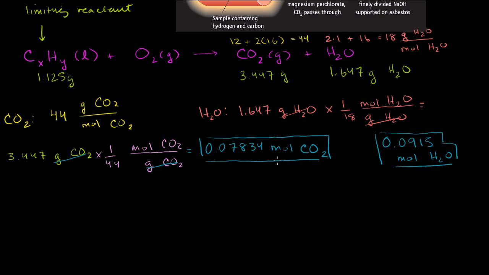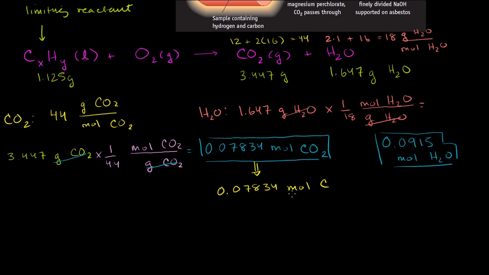So how many moles of carbon do we have in the carbon dioxide, or in our products? Well, the only product with carbon is the carbon dioxide. This has no carbon in it. So if we have this many carbon dioxides, we also have the same number of carbon atoms, the same number of moles of atomic carbon.